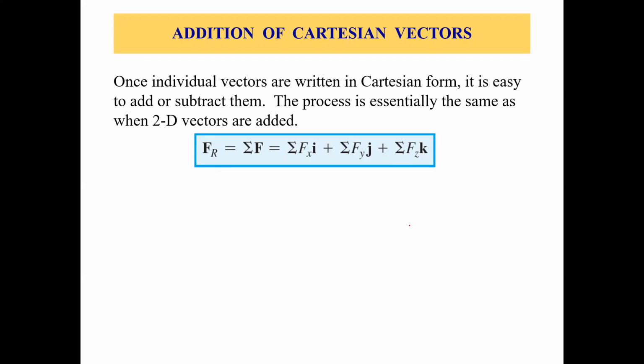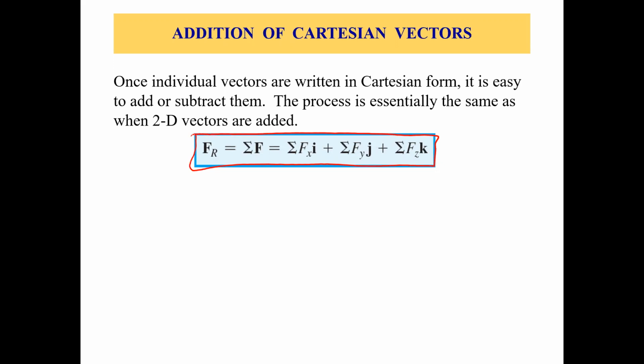So once individual vectors are written in Cartesian form, it is easy to add or subtract them. The process is essentially the same as when 2D vectors are added, right? So this is essentially the same process, same method as we did in 2D space. So now we are doing the same in 3D space. So this is how we do it.